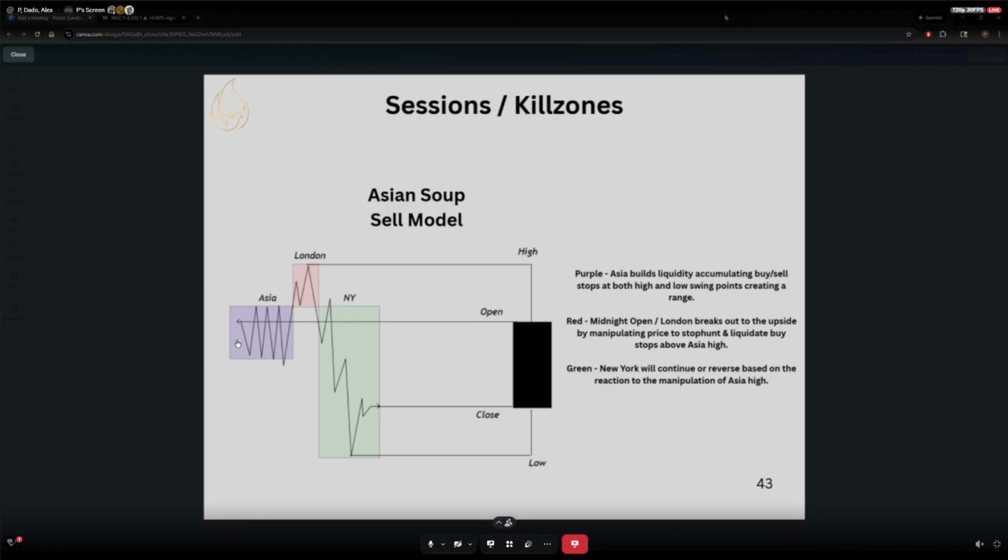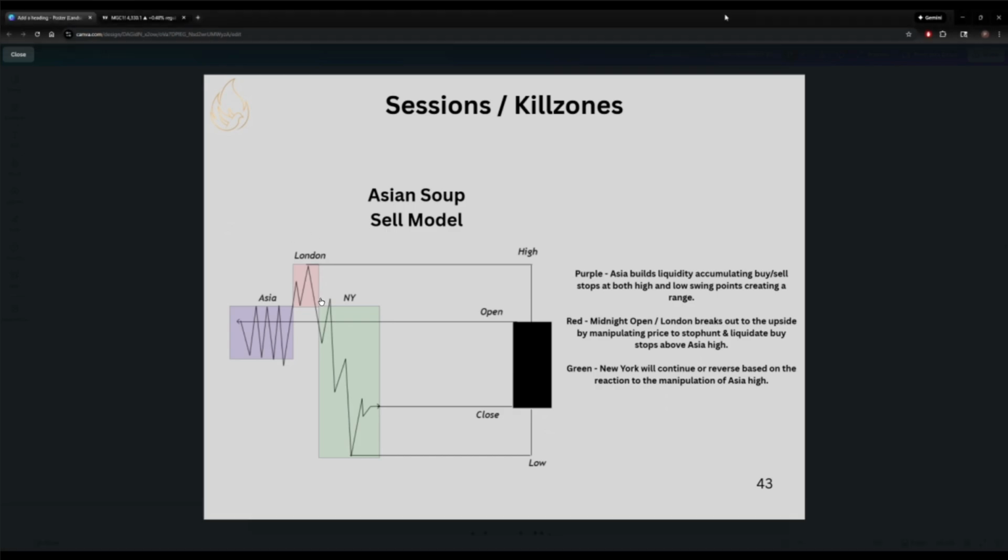Okay, so typically Asia does accumulation, London does the manipulation and creates the high and low of the day. New York does two things. New York could do the continuation of the move that London made, or it could do the reversal. And if it does the reversal, the targets become the Asia high and low, like low hanging fruit. You get what I mean? Exactly. And then if we continue, we would target the daily highs and lows.